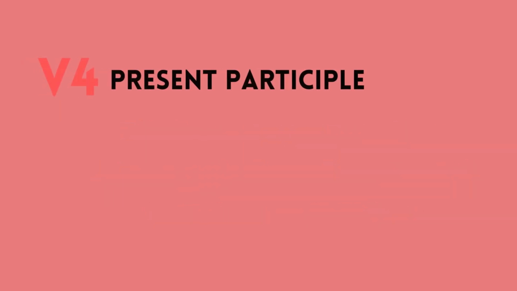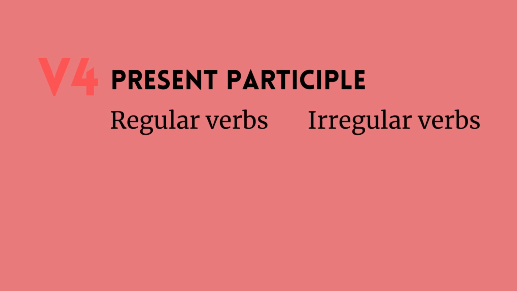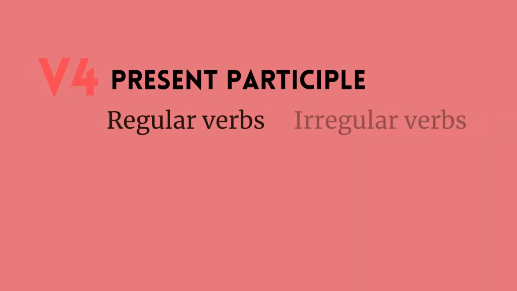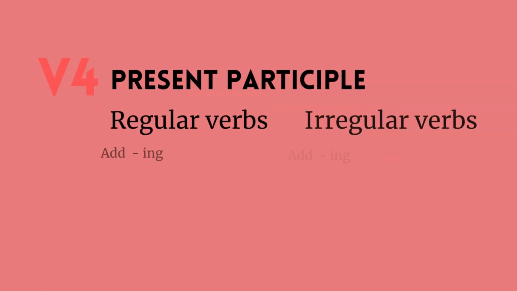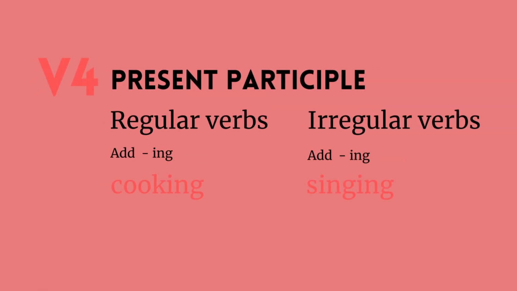The fourth form of the verb is V4 or the present participle. In most schools it is not taught because of a very simple reason. Both the regular and the irregular verbs form their present participle by adding the three letters ing to the base verb. So the present participle of the verb cook is cooking and of sing is singing.